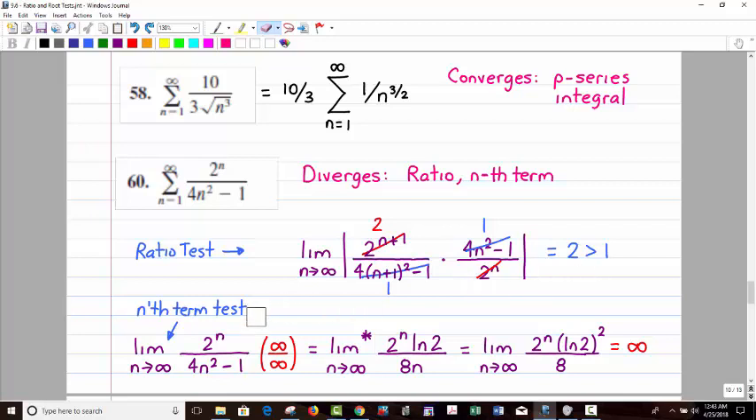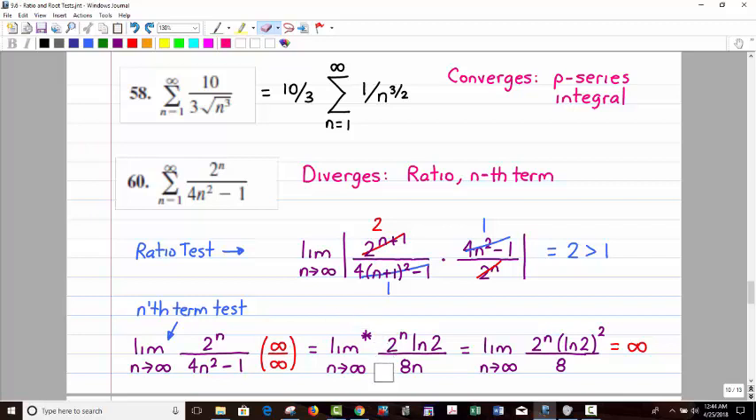But the reason why the nth term test works is I just happen to notice that the denominator is going to differentiate away. But anytime you take the derivative of a number to the n, every derivative, you'll be multiplying by a natural log of whatever that base is. But the 2 to the n will never go away. So you see I have this, and it's infinity over infinity.